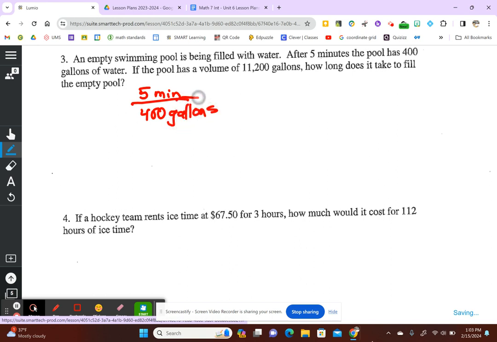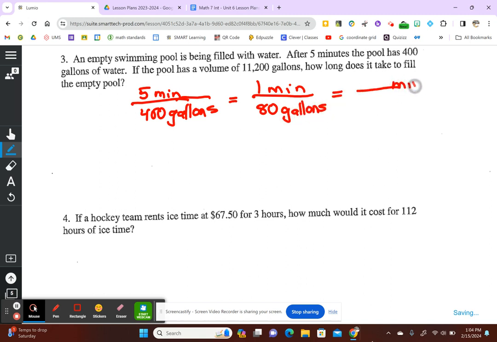Now, as soon as I see this, I notice this can be simplified. So I'm going to change this to 1 minute and 80 gallons to make my math easier. And then I'm going to say blank minutes, blank gallons. Okay, and then it says if the pool has a volume of 11,200 gallons, how many minutes will it take? So now I just do 80x equals 11,200. And I divide 11,200 by 80.